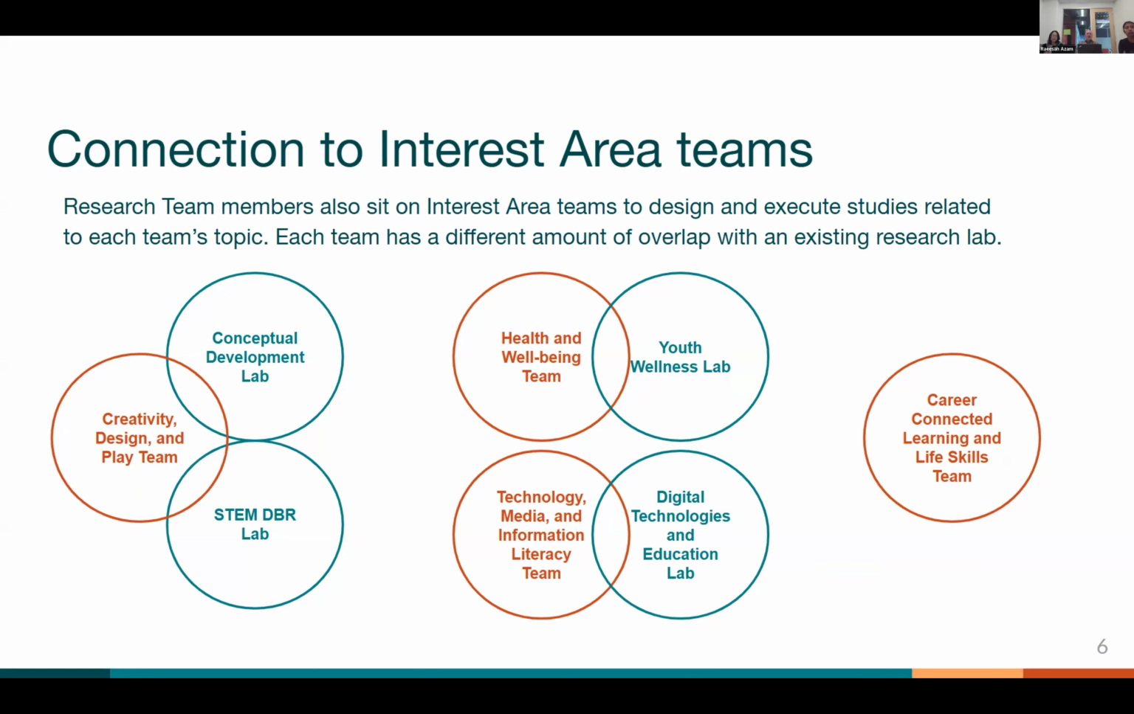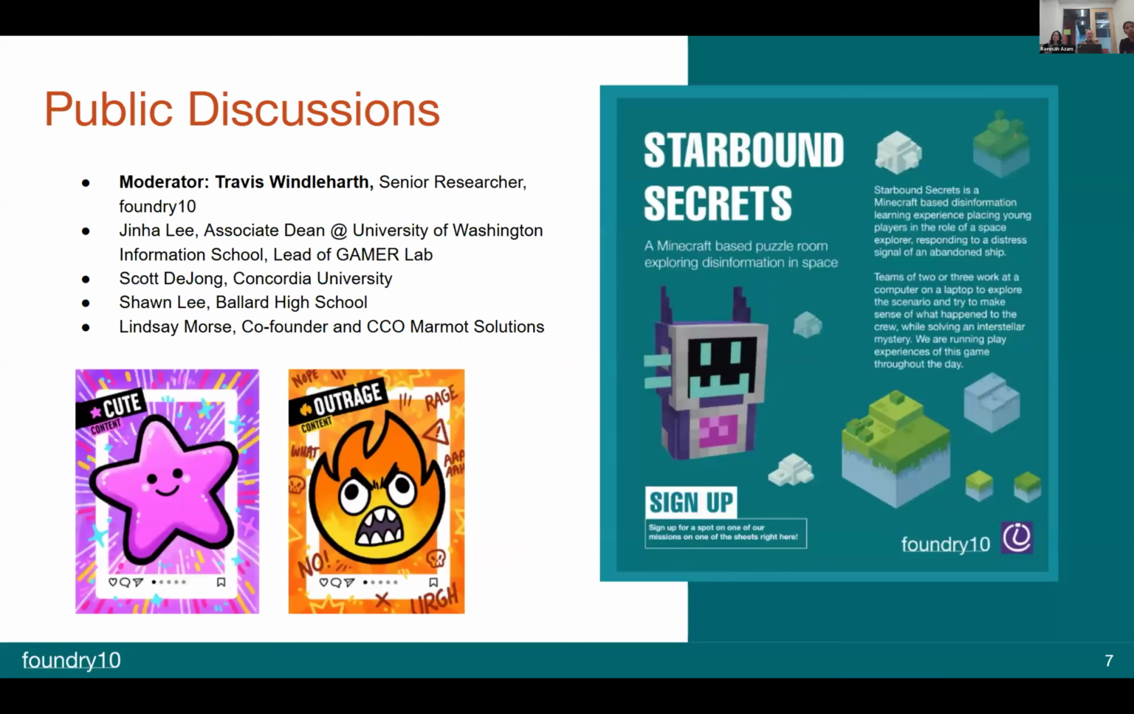Teams are associated with particular labs, but what you don't really see here is that we really work across boundaries quite a bit. Especially the CDP team, Creativity, Design, and Play, and the STEM DBR lab work a lot with the Technology, Media, and Information Literacy team and the Digital Technologies and Education lab. Obviously, we have a lot of overlap. So that's how everything is structured here.